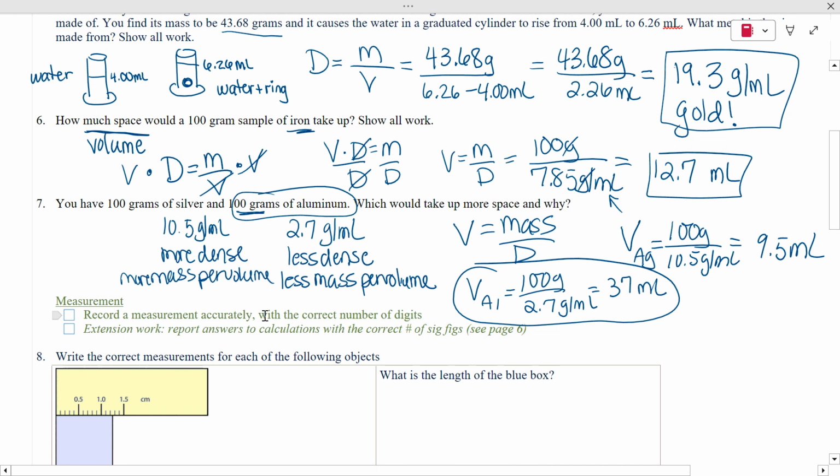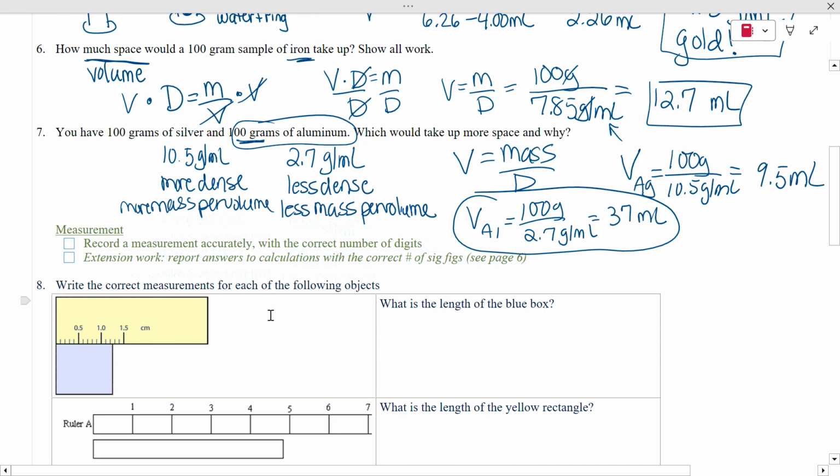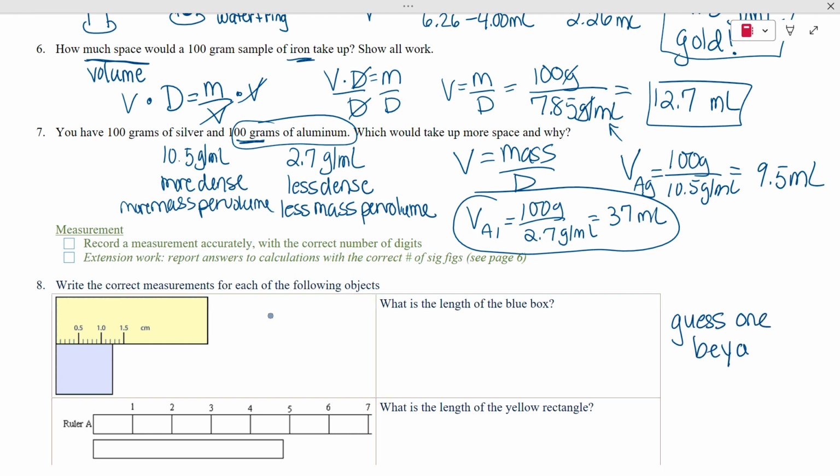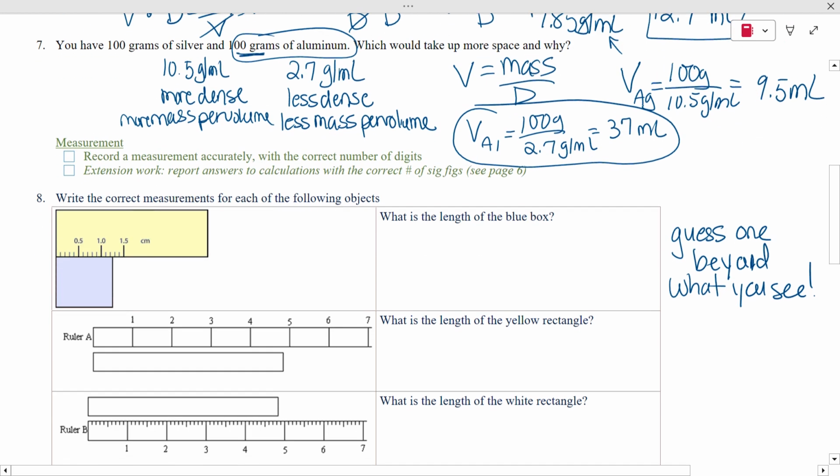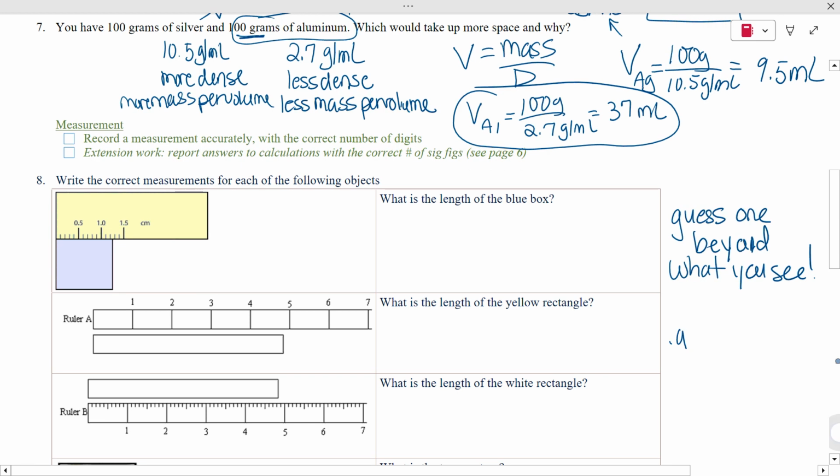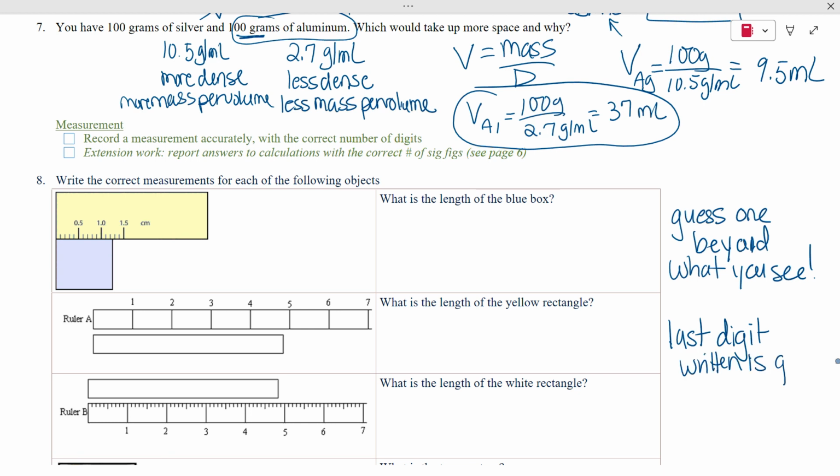The idea behind measurements, you want to record a measurement accurately with the correct number of digits. And the rule is you guess one beyond what you see. Another way to think of it is the last digit that you write in the measurement is the thing that you are guessing. So the last digit written is the guess.